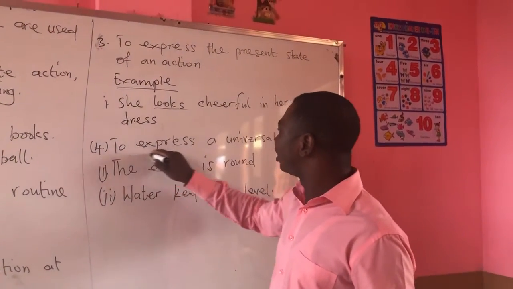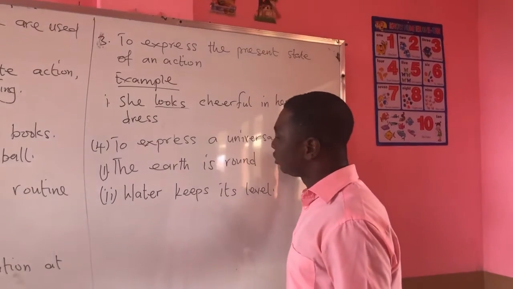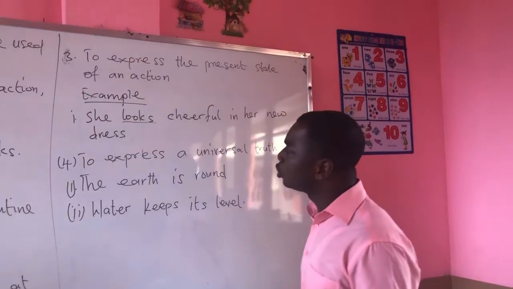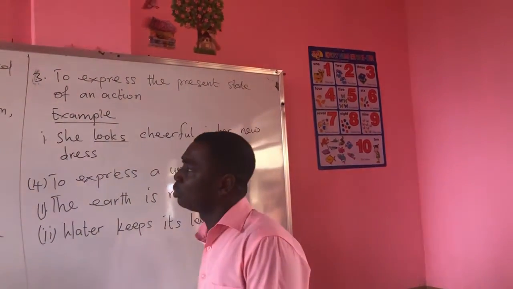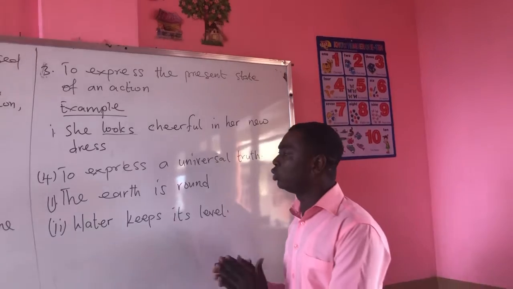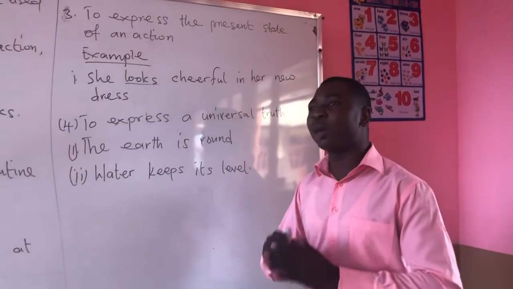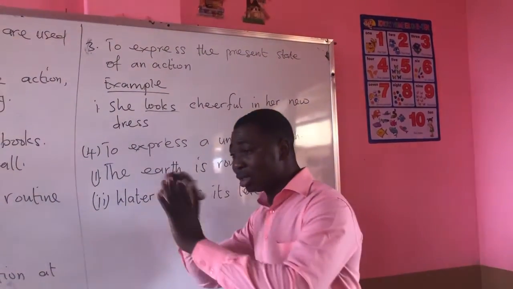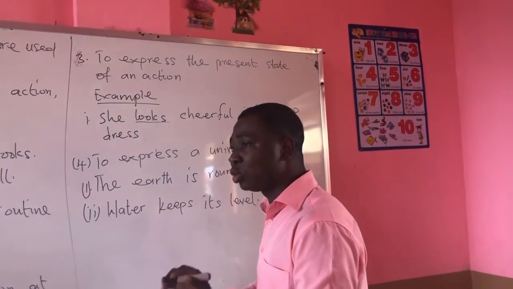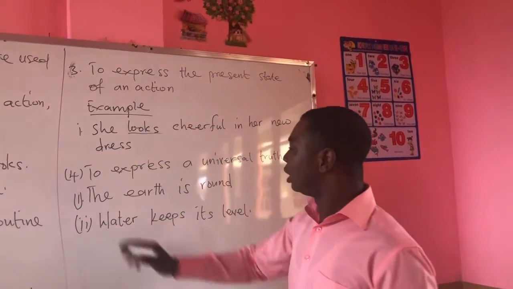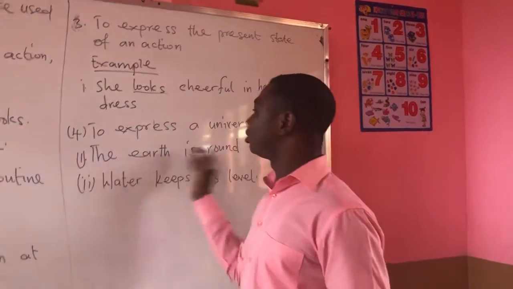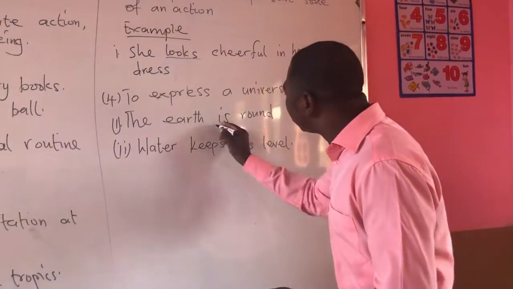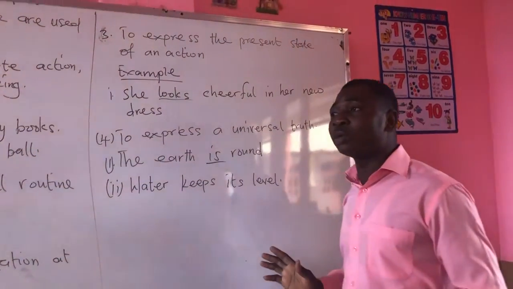Number 4, to also express a universal truth. So we can also use the present tense verb to express a universal truth. When I say universal, that means we can't change it. It's a natural truth. You can't do anything about it. The earth is round. You can't do anything about the earth. So the earth is round. The earth is round.